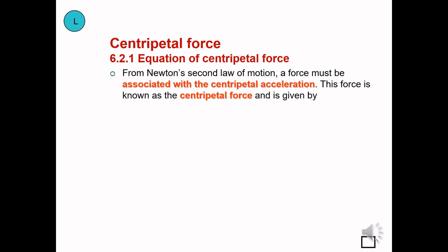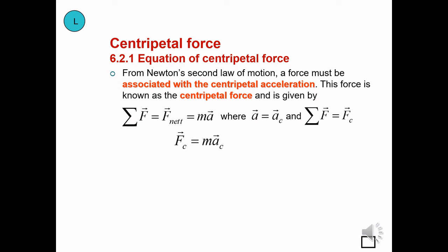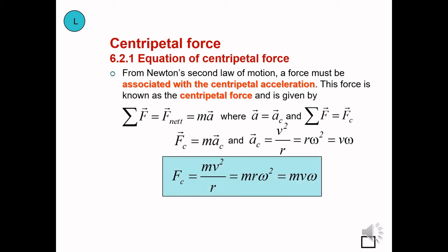Okay guys, let's move to the centripetal force. Equation of centripetal force. From Newton's second law of motion, a force must be associated with the centripetal acceleration. This force is known as the centripetal force and is given by the summation of force, the net force, equals ma. From all the relations, we can conclude that the equation of centripetal force is F_c = mv²/r = mrω² = mvω, where F_c is the centripetal force. Okay class, do you know what centripetal force is?